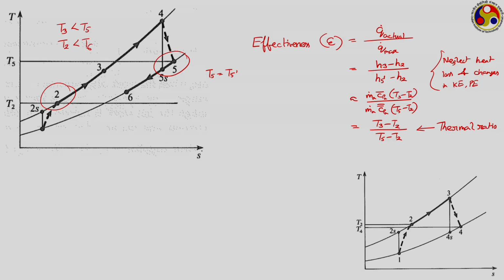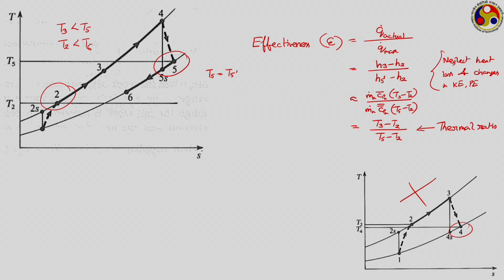If we have a scenario like this, where the temperature at the end of the expansion process, that is T4, is less than the temperature of air at the end of the compression process, like in this case T2 is greater than T4, then regeneration is not possible.